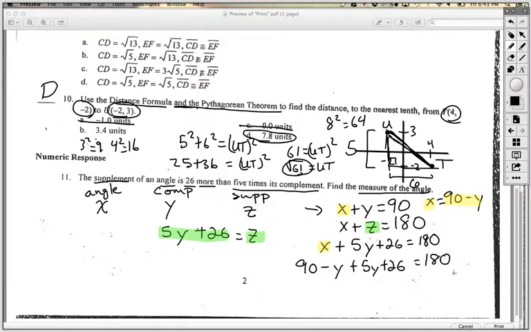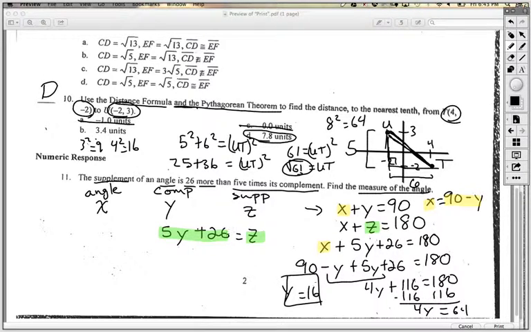Oh my gosh, that is so complex. Well, let's start simplifying it then. Negative y and 5y is 4y. 26 and 90 is, I don't know, how much is that? That's 116. So I'm going to subtract 116 from both sides here, and I would get 4y equals 64, it looks like. So then I would get y equals 16?